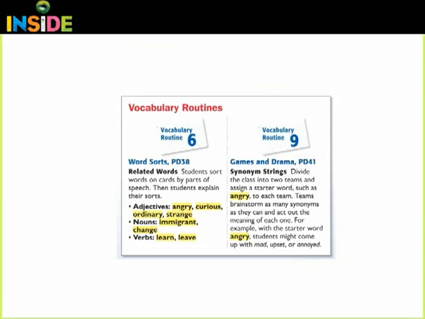And additional vocabulary routines are provided for students to use as they practice these words. I mentioned these routines earlier in the Focus on Genre lesson. They are behind the Teaching Routines and Strategies tab.